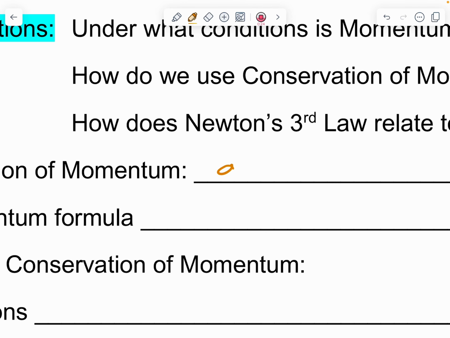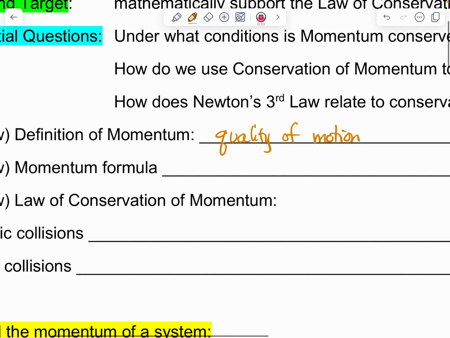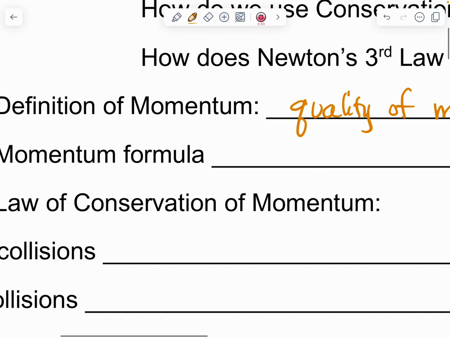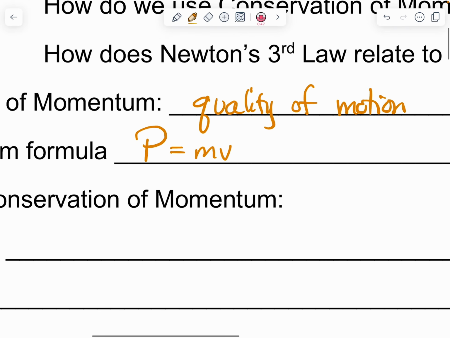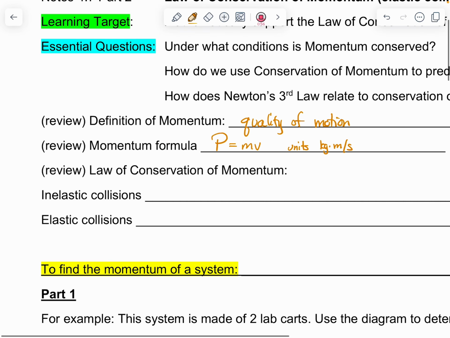Momentum, remember, momentum is a quality of motion. So that definition has now been on 2 sets of notes and some video questions, maybe 3 sets of notes. So that's going to be an important one, right? And here's our momentum formula. P is momentum, mass times velocity, and the units that we use for that are kilograms times meters per second, because it's mass times velocity. So kilograms times meters per second.